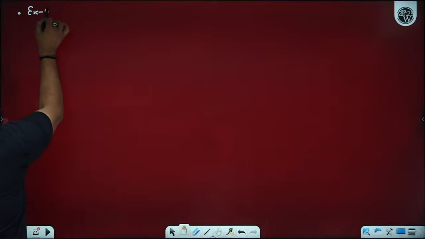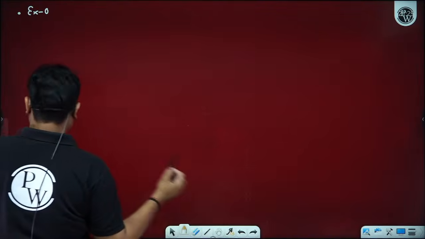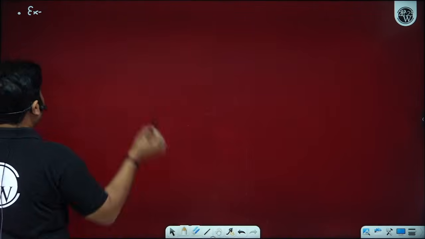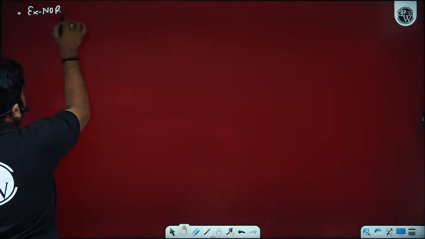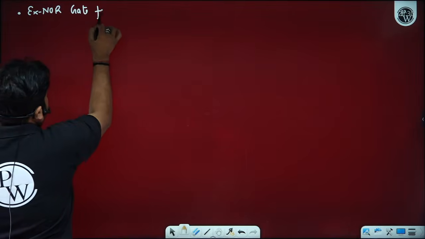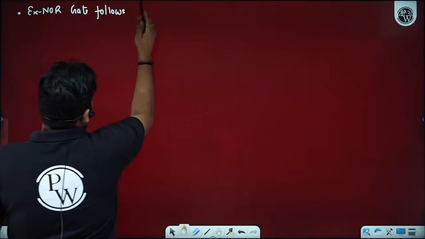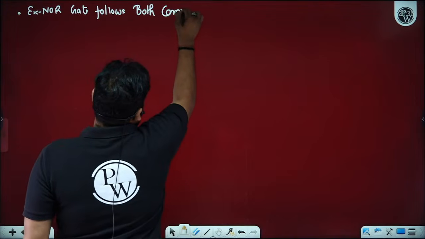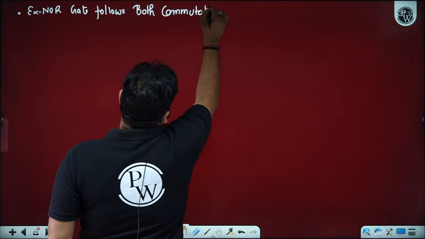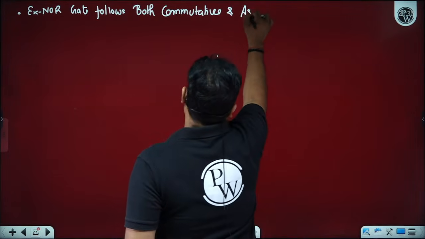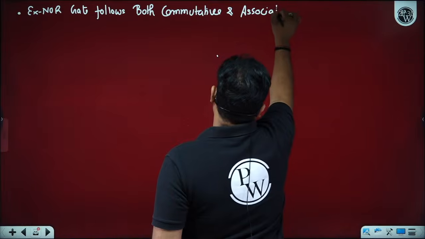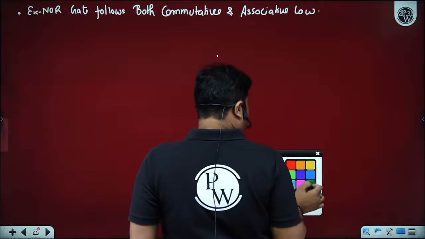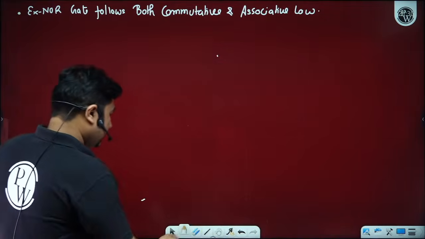The XNOR gate follows both the commutative and associative law. We all know about the commutative and associative law as well.